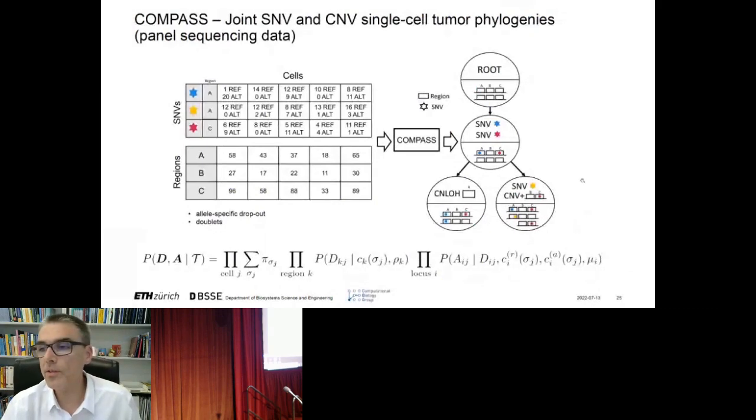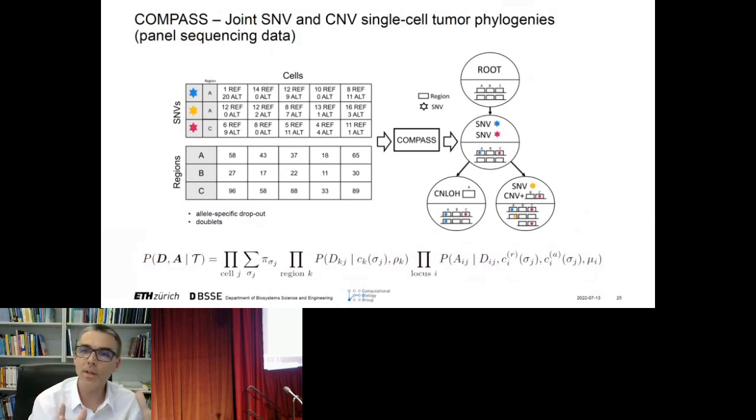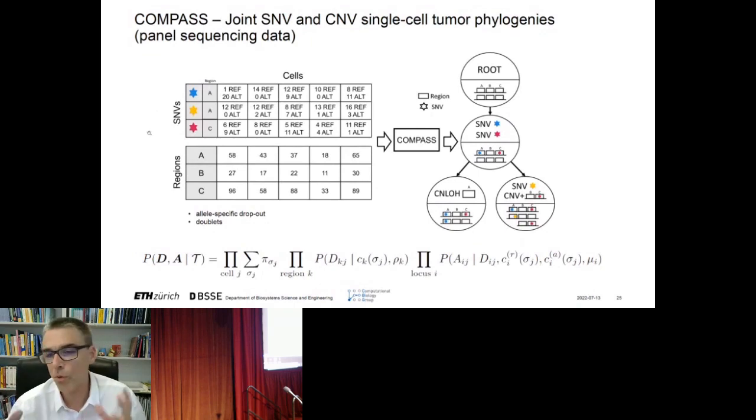The next step is maybe obvious, but again, computationally quite challenging, namely to integrate the model that I just showed you for copy number variations with the model I showed you before that, which was restricted to SNVs, to single nucleotide variants. And in fact, there was a very brave student in the lab who did that. The method he calls COMPASS. So this is joint SNV and CNV single cell tumor phylogeny reconstruction. And in fact, he created this model in the context of panel sequencing data, although in principle it can be done for any other type of approach, whole genome, exome, and so on.